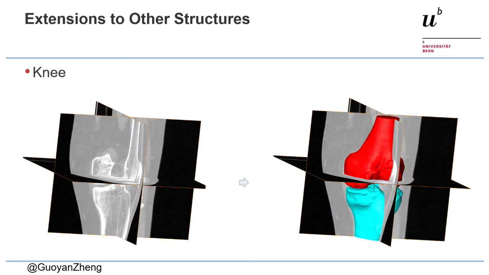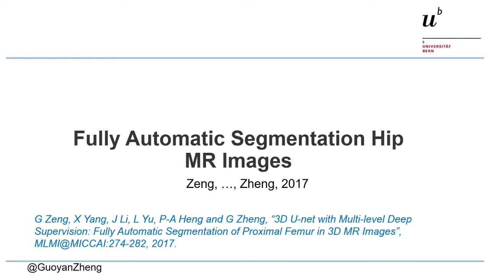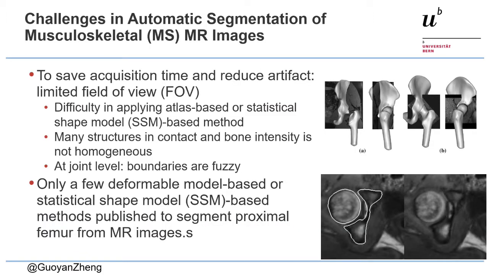This software actually also extends to other structures like knee, shoulder, as well as ankle joint. So that's the first work. The second work is focused on fully automatic segmentation of hip MR images. Everyone knows that due to the acquisition time and in order to reduce artifacts, the clinical routine usually uses limited field of view hip MR images. And that's why it's quite challenging to do fully automatic segmentation.